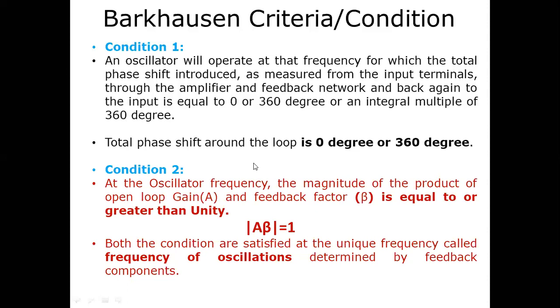Next condition: at the oscillator frequency, the magnitude of the product of open loop gain A and feedback gain beta is equal to or greater than unity. This means the total loop gain should be greater than or equal to 1. Both conditions should be satisfied for sustained oscillations. Both conditions are satisfied at a unique frequency, called the frequency of oscillations, determined by the feedback components.